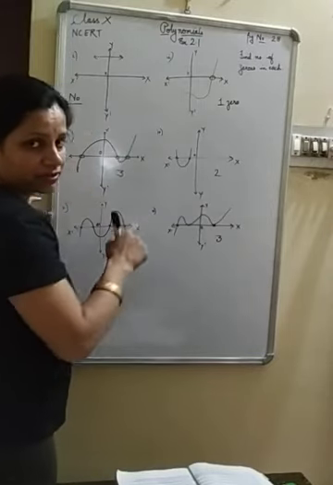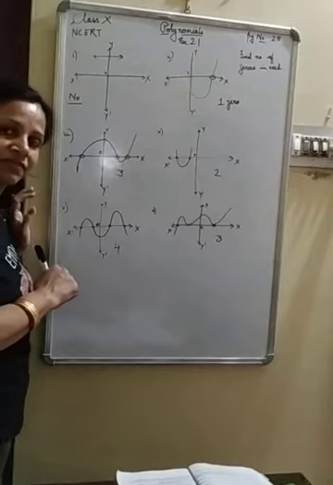I hope this graphical representation of zeros of a polynomial is clear.